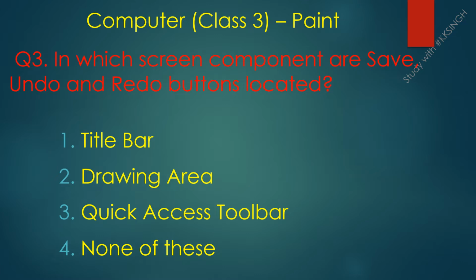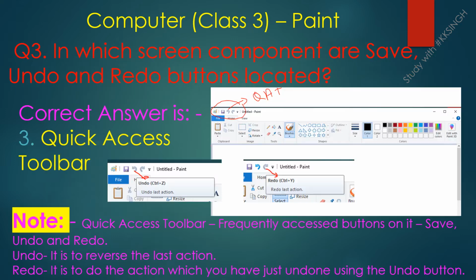In which screen component are the save, undo and redo buttons located? Title bar, drawing area, quick access toolbar, none of these. Quick access toolbar. See the quick access on the top left corner. These are the quick access tools, for frequently accessed buttons like save, undo and redo.